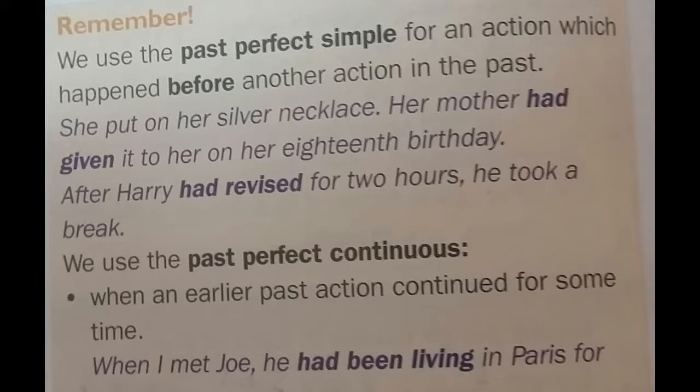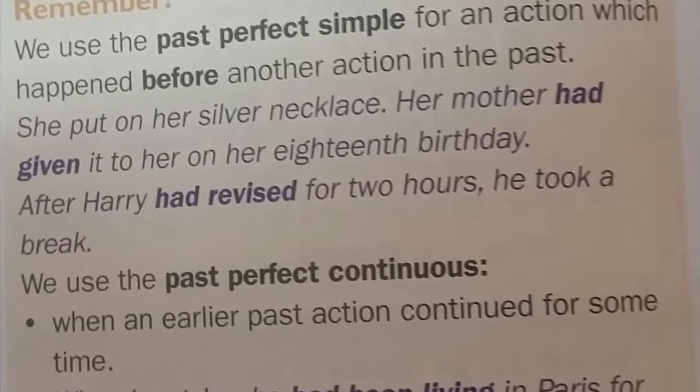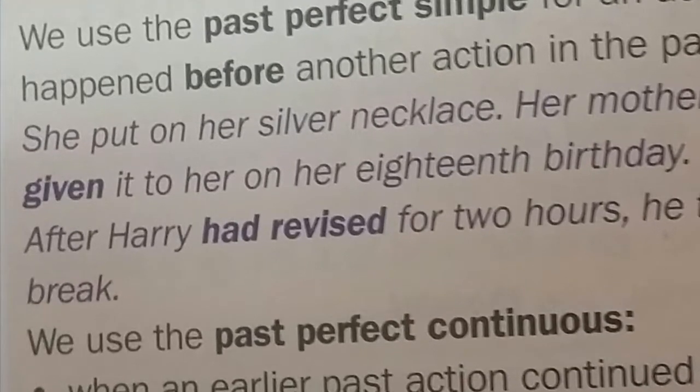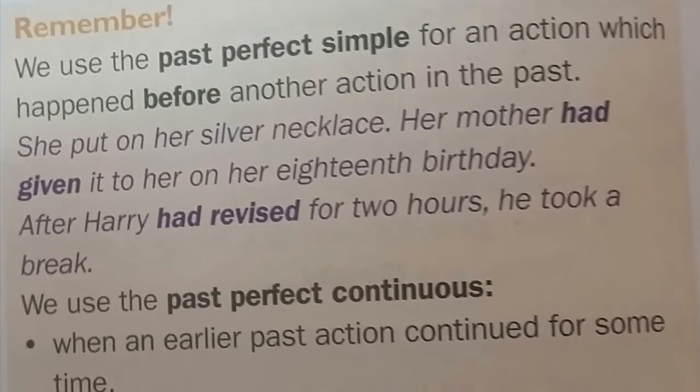She put on her silver necklace. Her mother had given it to her on her 18th birthday. What I understand from this sentence is that her mother had given the necklace to the girl before she put it on her neck. تمام، فهمنا من هالجملة إنه الأم أعطت السنسال للبنت، بعدين البنت حطت السنسال على رقبتها. يعني ال had given اللي هي past perfect simple comes before the verb put اللي هو past simple. So her mother had given her the necklace, then she put it on her neck.